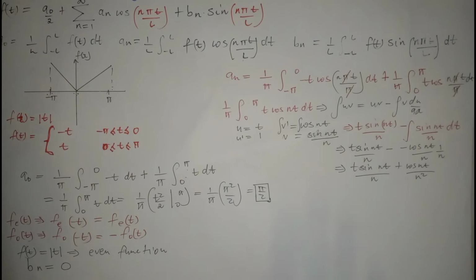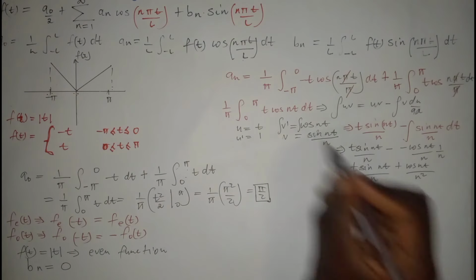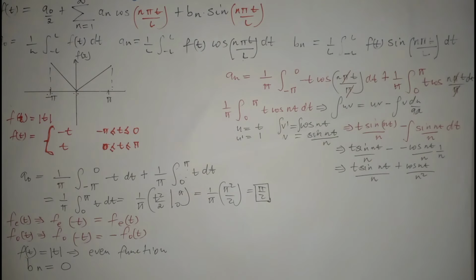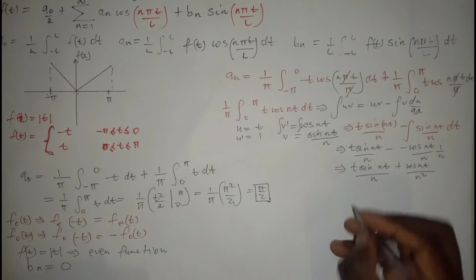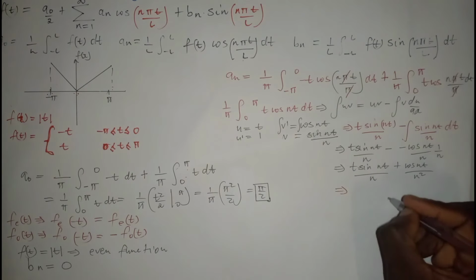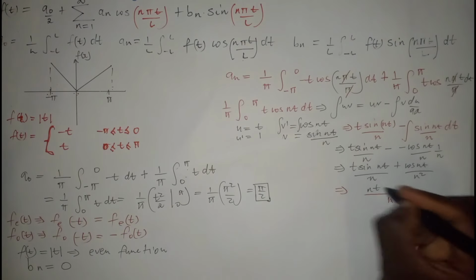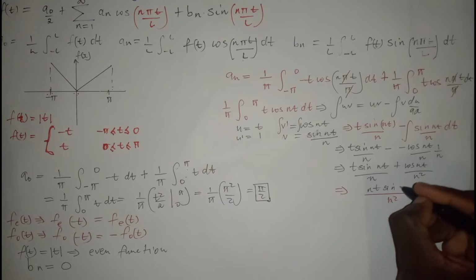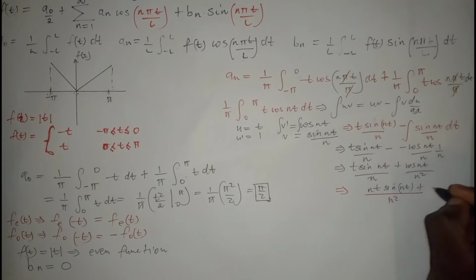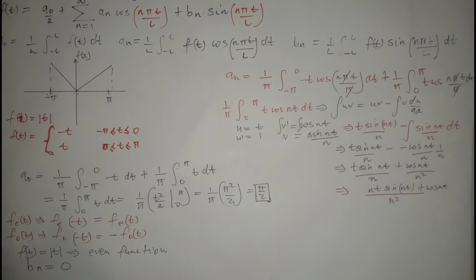Okay, and I haven't put my limits in yet. Now what am I going to do? Let's just make this a single fraction. So I'm going to write n squared as the denominator. n times n t, we're going to get nt sine nt, and we're going to have plus cos nt.